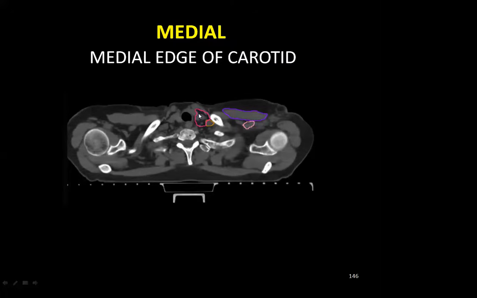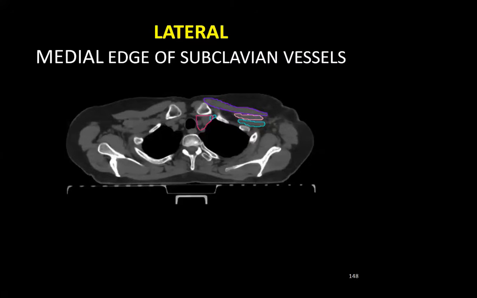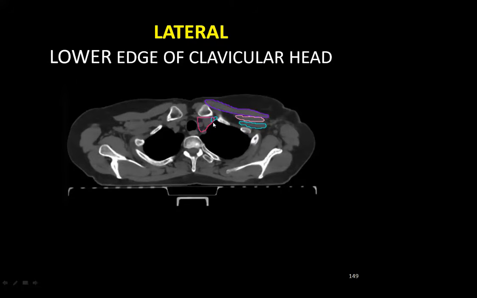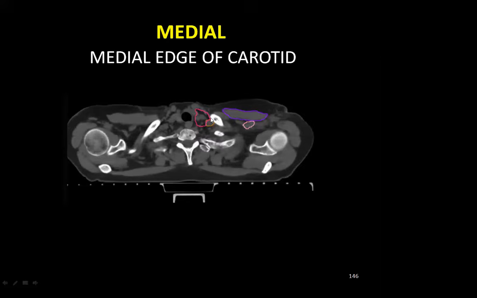So there are two guidelines. One guideline is telling that you can exclude the carotid, and some guideline is telling that you can include the carotid. If you include the carotid, the esophageal and trachea thyroid dose may be high, and if you exclude the carotid, these structures may be low. Lateral is the medial edge of subclavian vessels, and the lower edge is the clavicular head. When the clavicular head lower edge appears, that is your lower edge. So this is the subclavian.